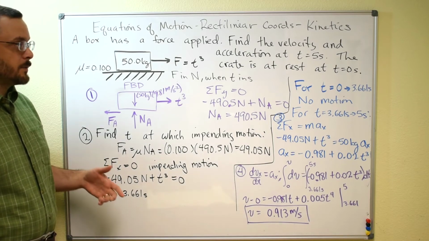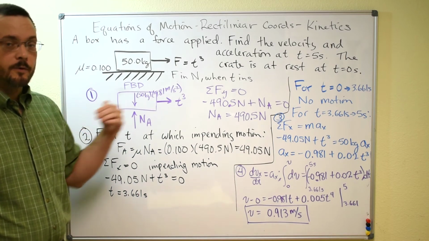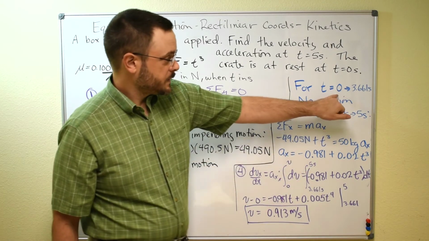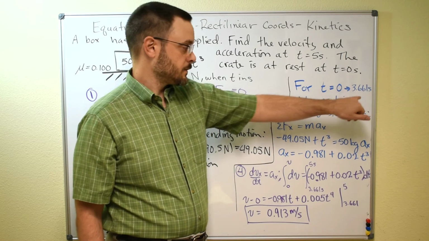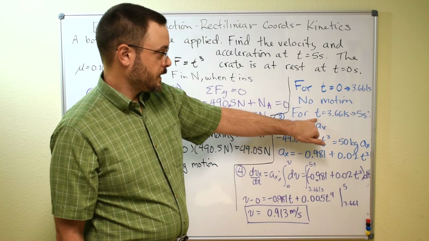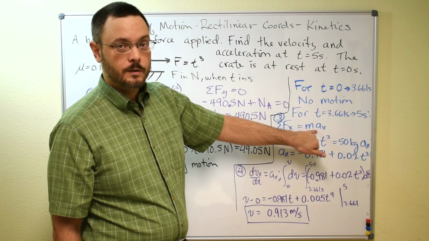So that would be the time at which you have impending motion, that the box begins to be on the verge of moving. So for 0 to 3.661 seconds, there is no motion. We don't need to consider that. And then for time from 3.661 to 5, that's when we have motion, so that's when we need an acceleration.